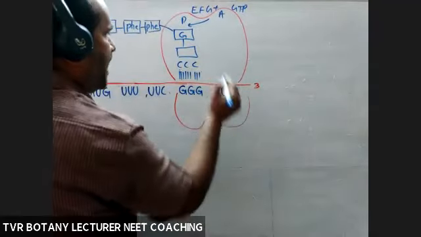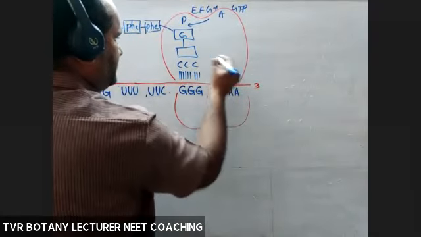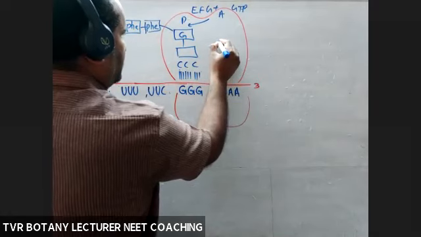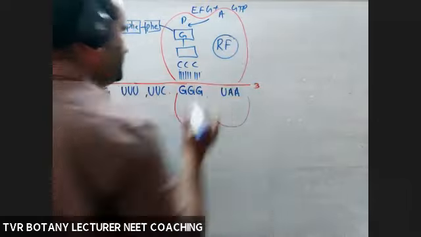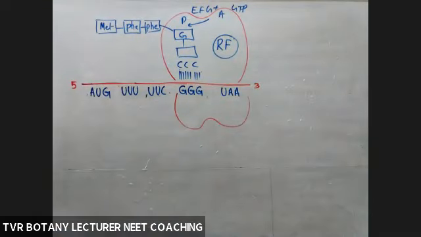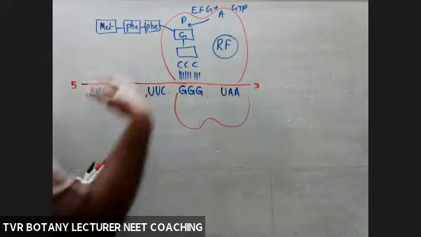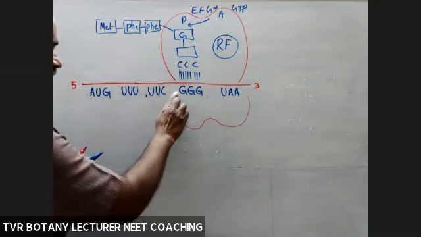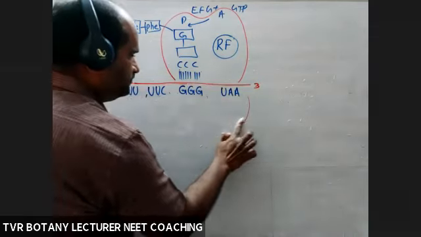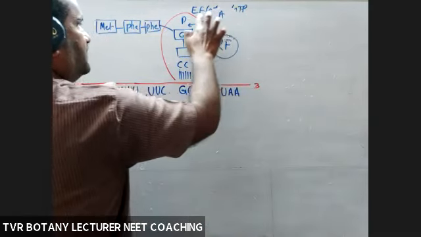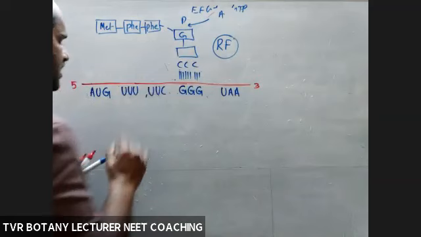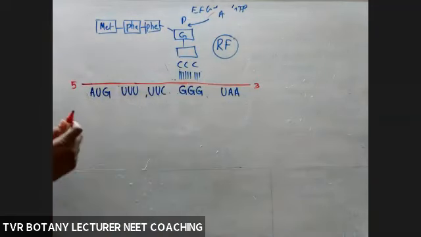Now this nonsense codon is recognized by release factors, RF. So now the A site is occupied by release factors, which means chain termination. So now there is dissociation of the smaller subunit and larger subunit. Now the protein chain is released into the cytoplasm.